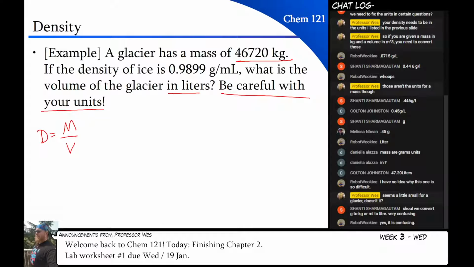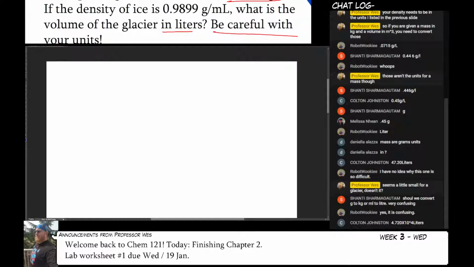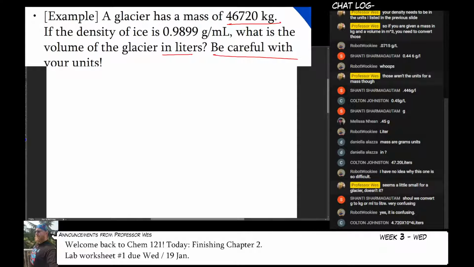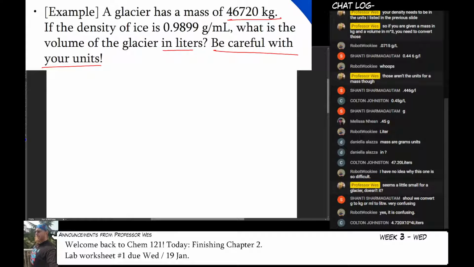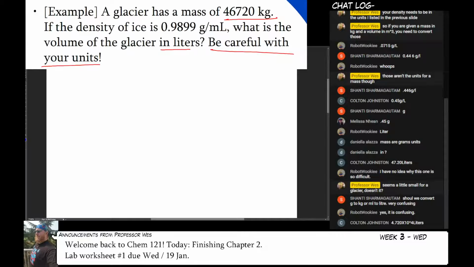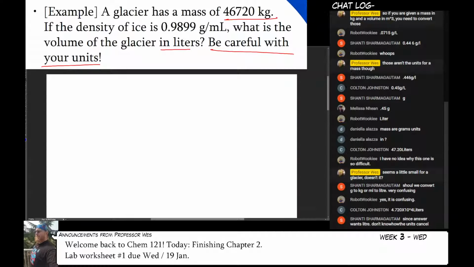All right, let's go over the answer here. So we're going to need to go to this page here. All right, so what's going on here? So let's write down the equation. Density equals mass over volume. What are the units of density? Well, it says grams per milliliter, right? So my answer should be in grams per milliliter once I've put something into each of these spaces.